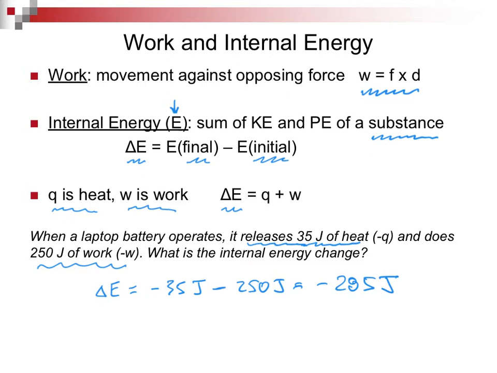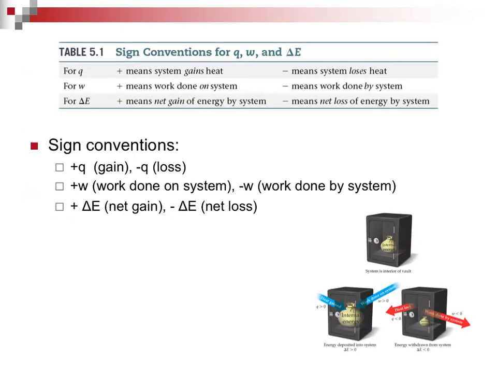Well, we're going to be working instead with chemical processes. So we're going to have some sign conventions for Q and W and internal energy. I put the table from the textbook at the top, but what I want to say is anytime we have a positive Q, that's a gain of energy. A negative Q is a loss of energy. A positive W is work done on a system. A negative W is work done by a system.